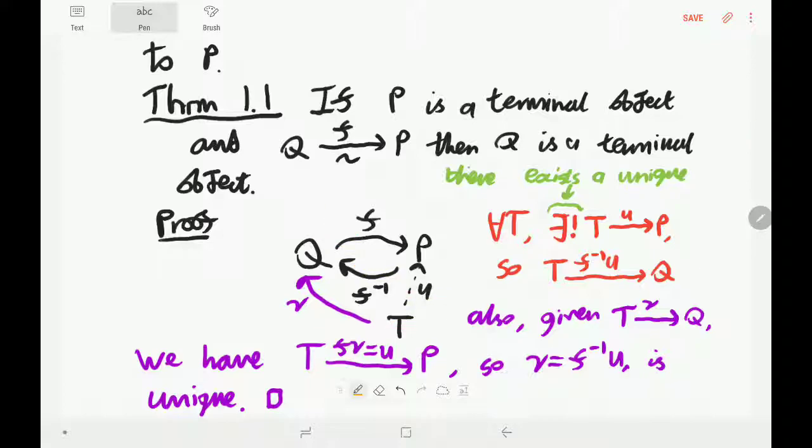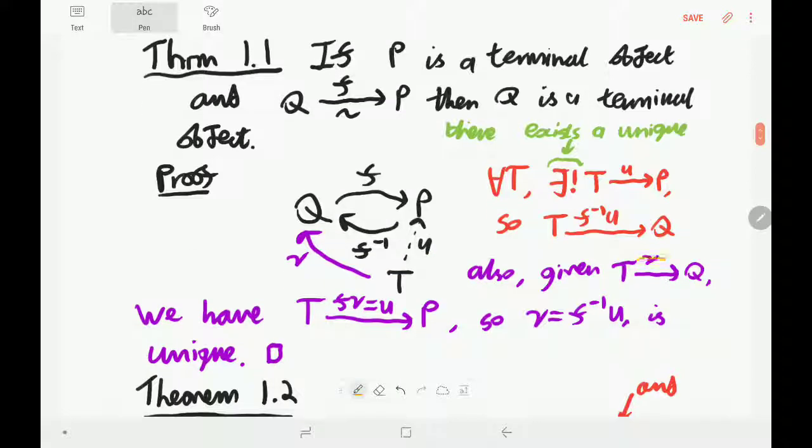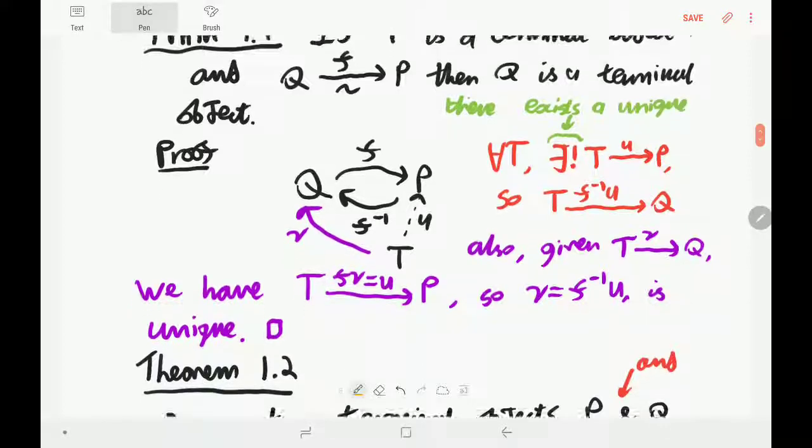How do we know it's unique? Well, let's suppose there's another one, so let's suppose V is an arrow from T to Q. Well then we have that fV is going to be an arrow from T to P, but there's only one, so we know that fV equals U, and then multiplying on the left by f to the minus 1, we get V is f to the minus 1 U. So that means that this arrow V from T to Q is the only such one, and that means that Q is a terminal object also.